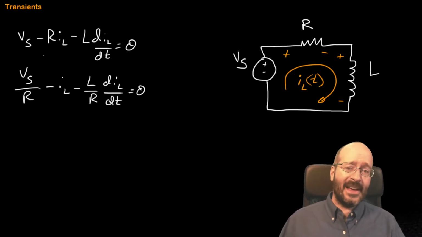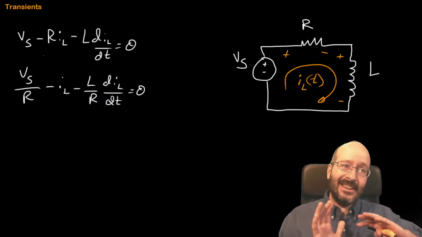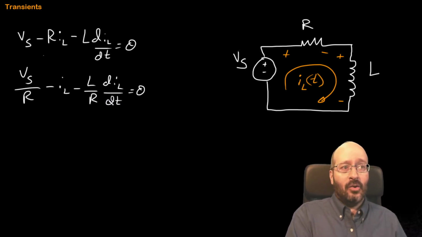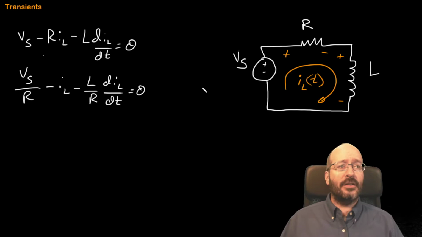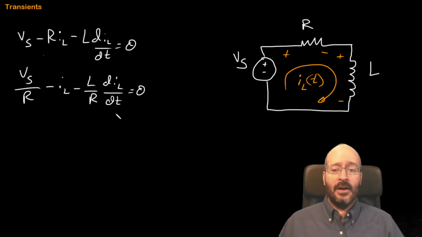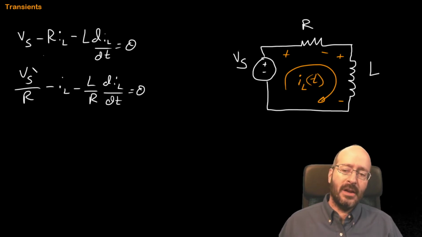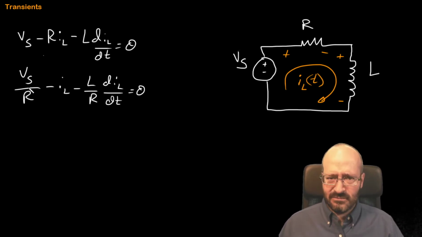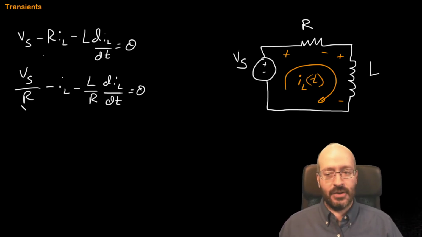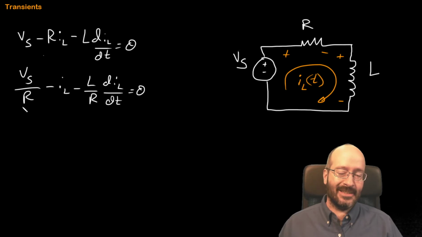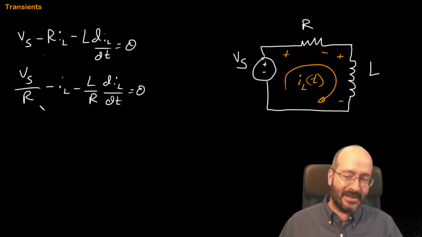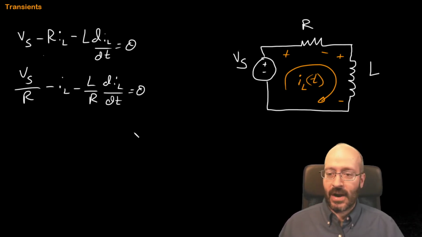We're trying to get all of the ILs on the left side and all of the T's on the right side. So we're going to pull some stuff over to the right-hand side. I'm going to pull I sub L over, and I'm going to pull Vs over R. So it's not a current. Well, it is a current. Look at it closely. It is a current. It's a voltage over resistance, and those are both constants. So it ends up being a constant current, even though it's in this fractional form. It's really just Ohm's law rewritten.